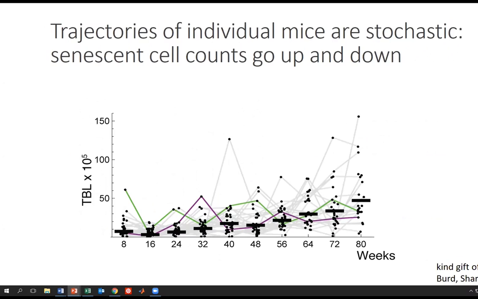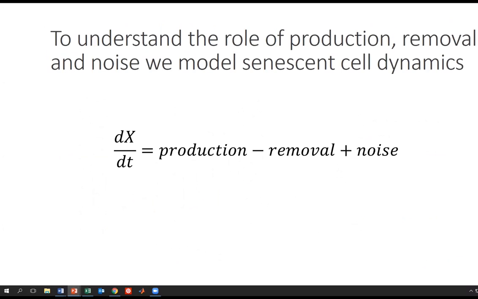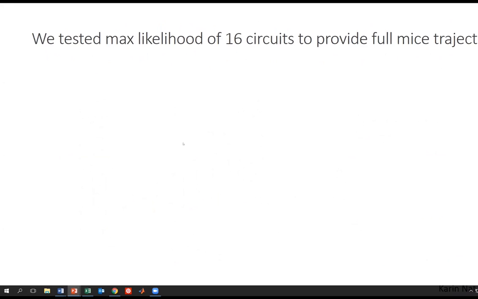So we have this kind of notion of production and removal. And so here, as systems biologists, we wrote production minus removal plus noise, a stochastic equation like this. And in fact, since we don't know, we explored the space of unknowns. We took the basic interactions that could be, like production of senescent cells can increase with age.